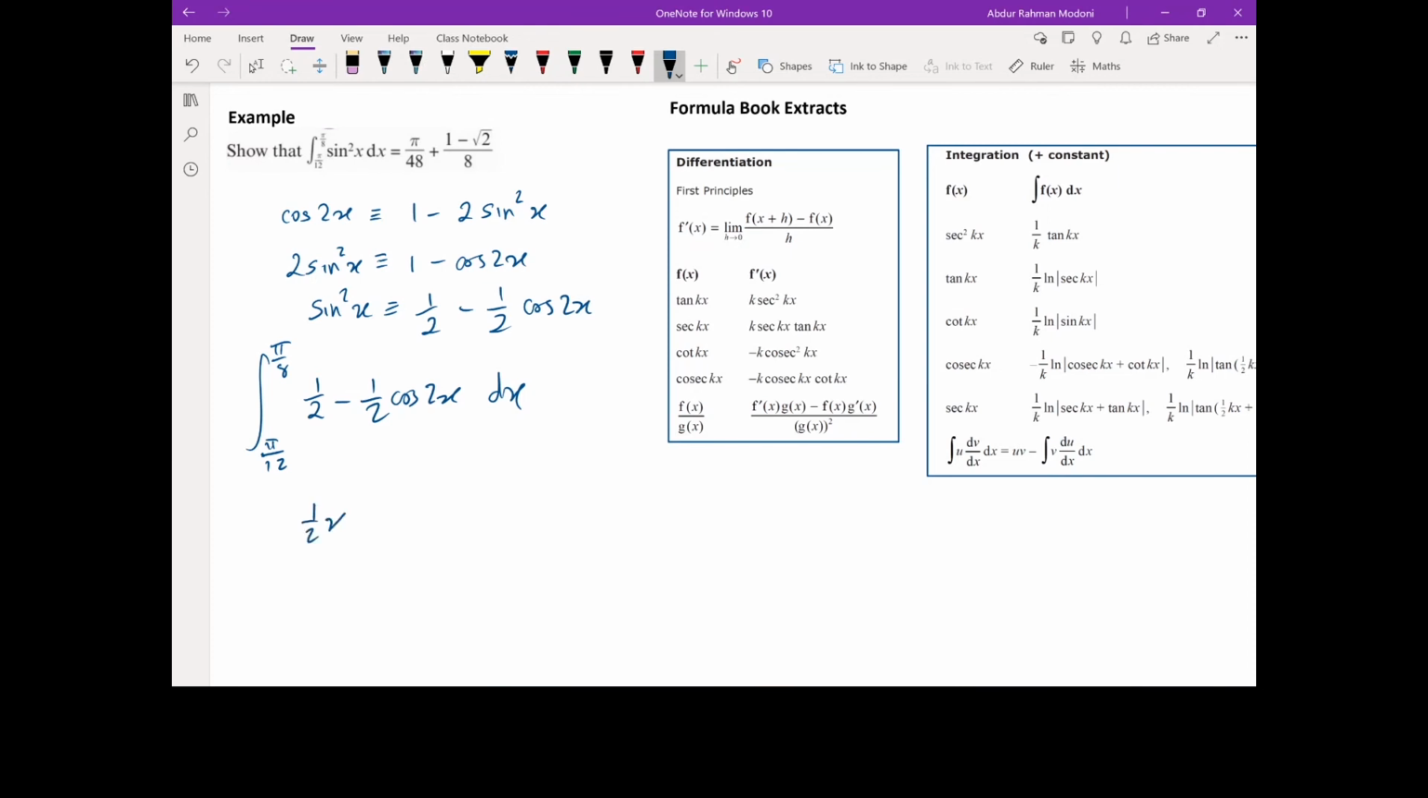Integrating a half gets us a half x. And for cos of 2x, remember when we differentiate sine, we get cos, so when we integrate cos, we get sine. So we'll end up with sine of 2x, and then we divide by 2. We already had minus a half, and that divided by 2 gets us a quarter. Then we have pi over 8 and pi over 12 as our limits. We substitute those in, and it should tidy up and simplify to that.